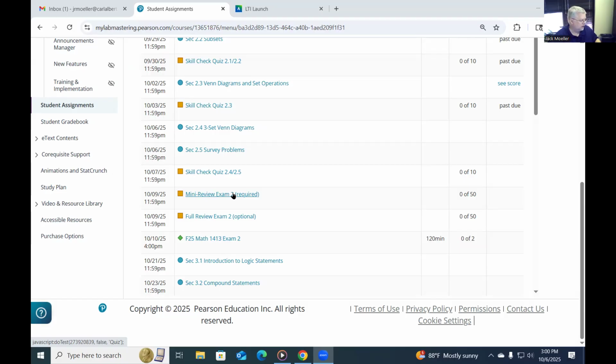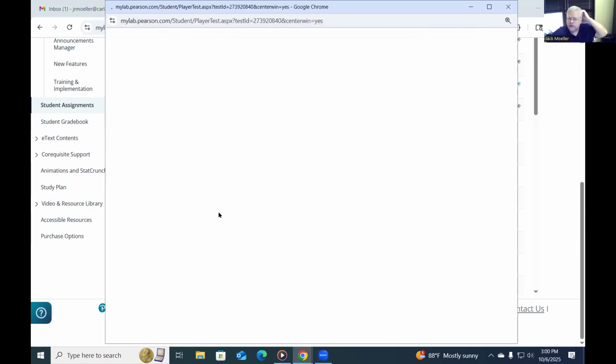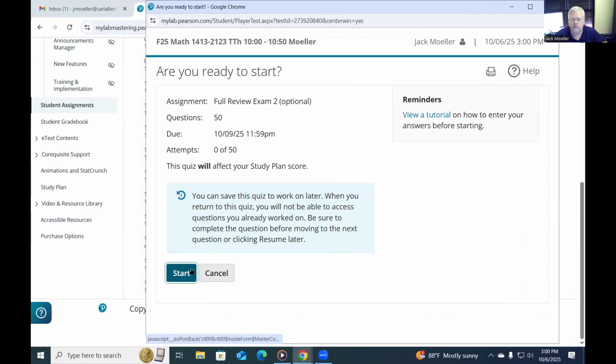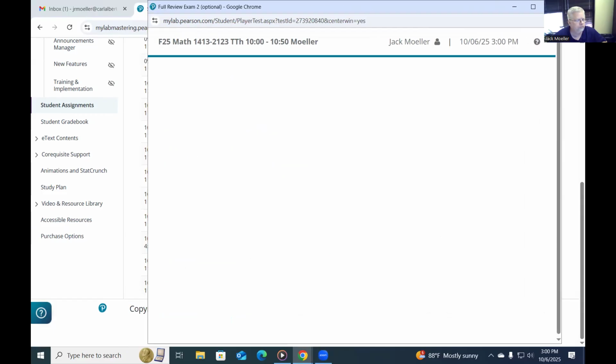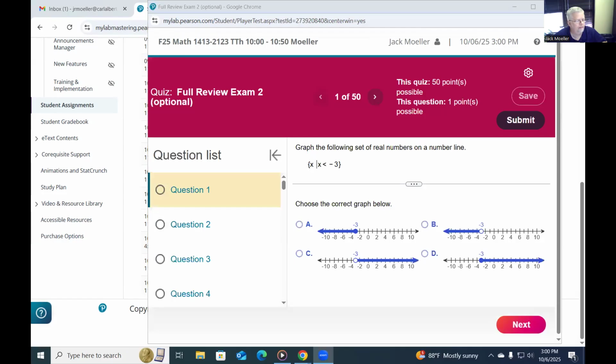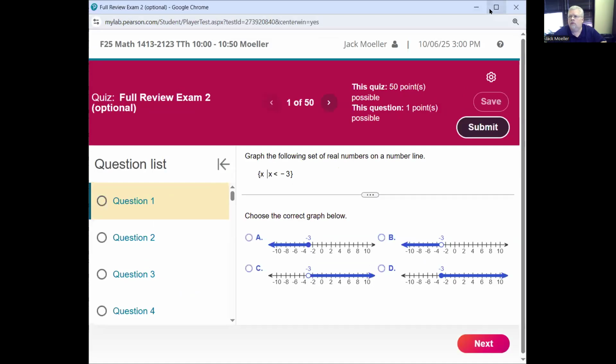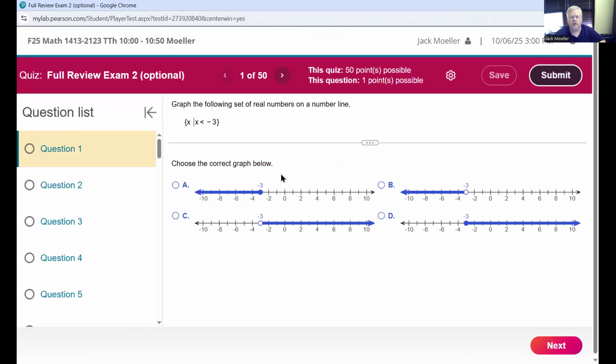This is not an open book test. It's more like condensed notes on what you need to know. All right, so let's get into the full review. The first couple of questions deal with, again, the content in the order we covered it. So it's going to start with the inequality stuff.